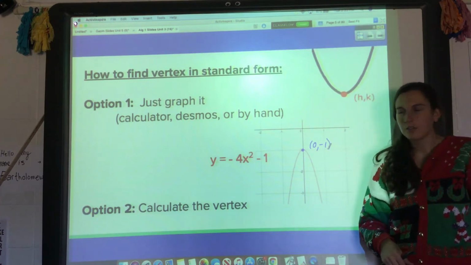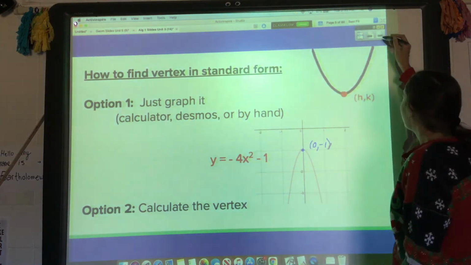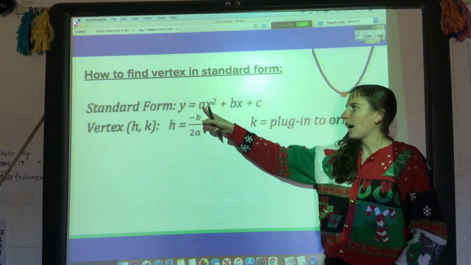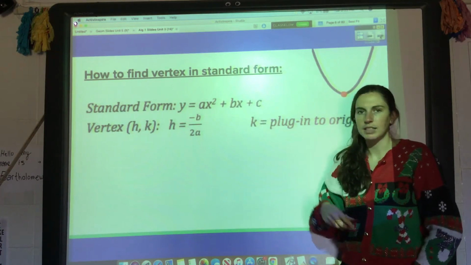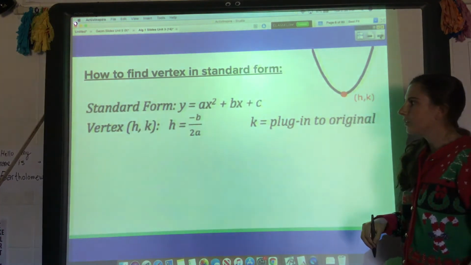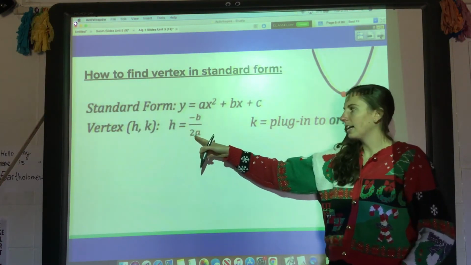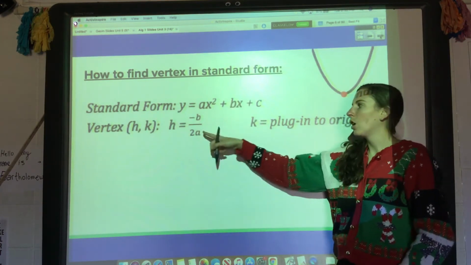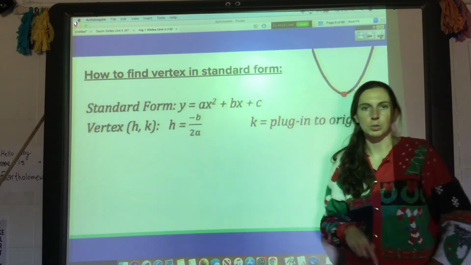Another option is there is a formula to calculate the vertex. That's pretty handy and you should know it, so let me show you. It looks like this. Again, here's standard form. You've got A, which is in front of the x squared, B, which is whatever's in front of the x, and C by itself. That's the same as we have been doing. To find the vertex, you're going to do -b over 2a. That is your h, the x coordinate of the vertex. So negative whatever this number is over 2 times whatever this number is. That gives you the x coordinate of your vertex, which we call h.